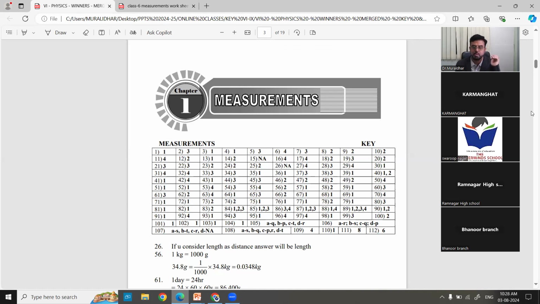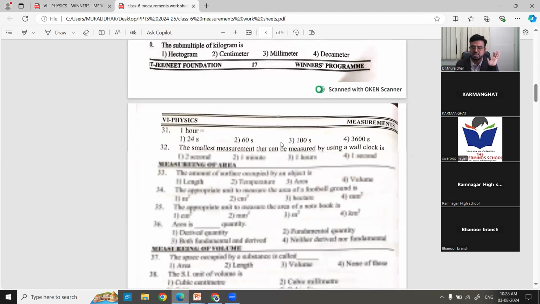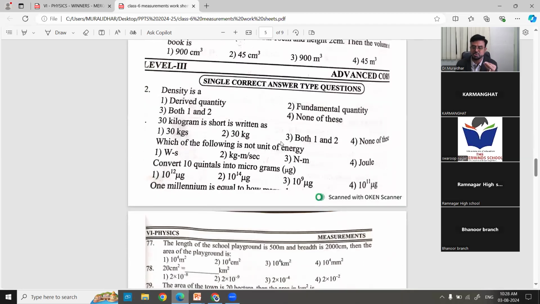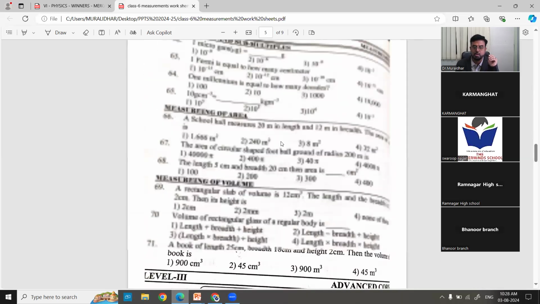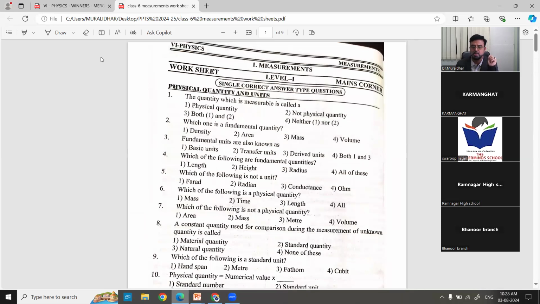These are the questions of the measurement chapter. 121 questions are there. In the last class, we solved only 20 or 25. For the remaining, we have no time, so you have to do it from your side. From this only, I gave the homework also for you.